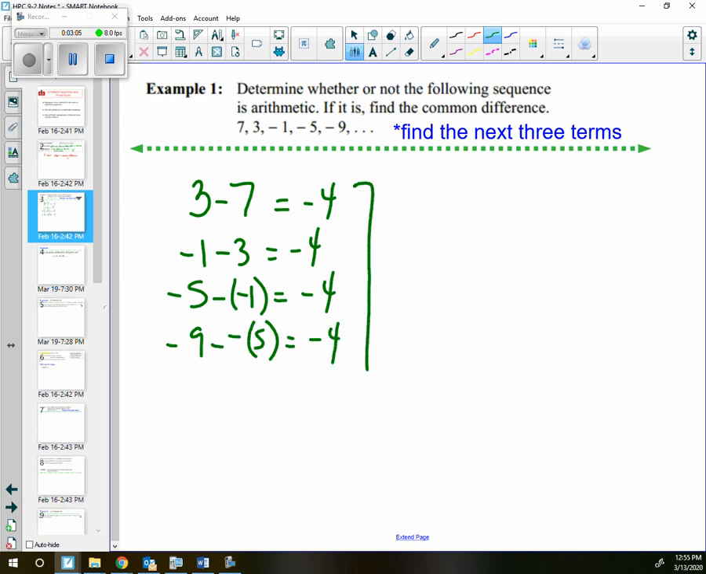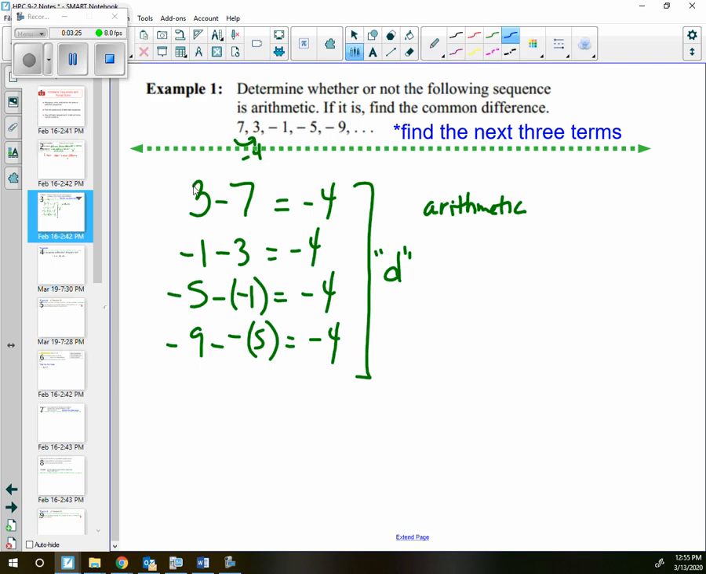So yes, there's a common difference of -4. Each time, we're going down by 4. Make sure you check all the terms. It can't just work for one or two; it has to work for all of them. So this is definitely arithmetic. We have a common difference. If you think of it as a linear equation, we have a negative slope, so we're decreasing. The terms are getting smaller.